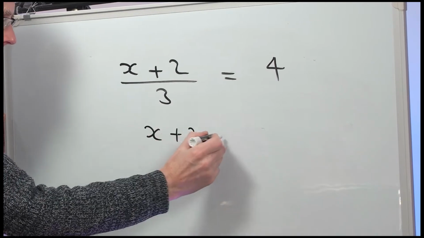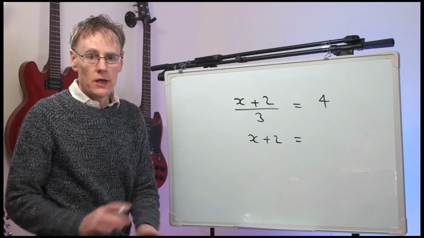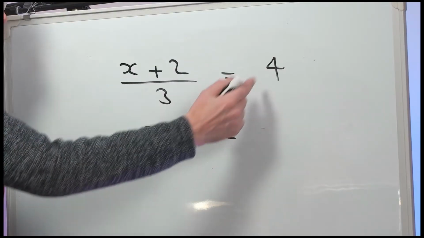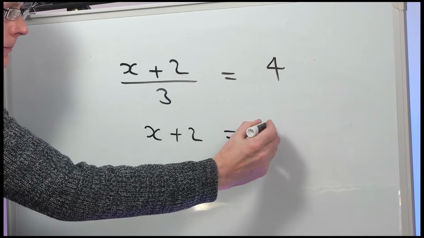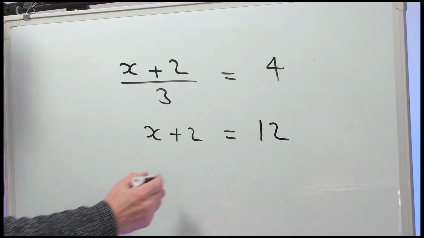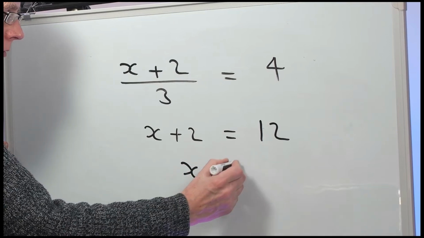(x plus 2) times 3. That's got rid of the dividing by 3. Now, if I've multiplied that side by 3, I must multiply this side by 3. So I get 12. Now, take away 2 from both sides. x equals 10.